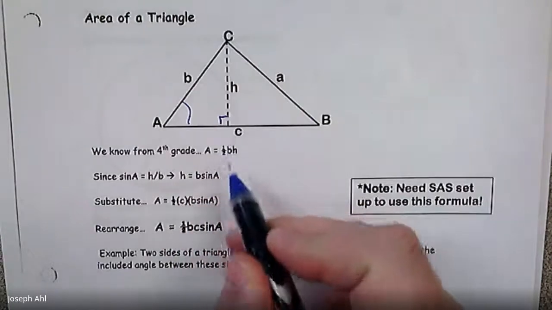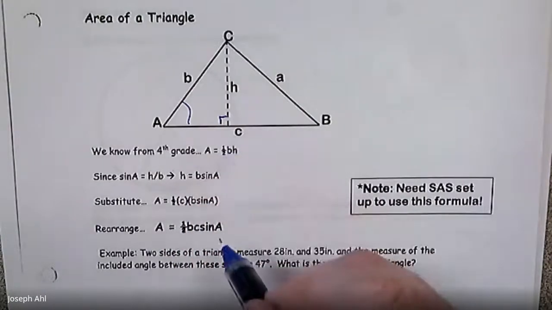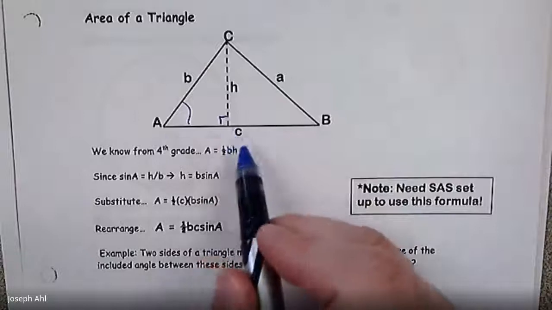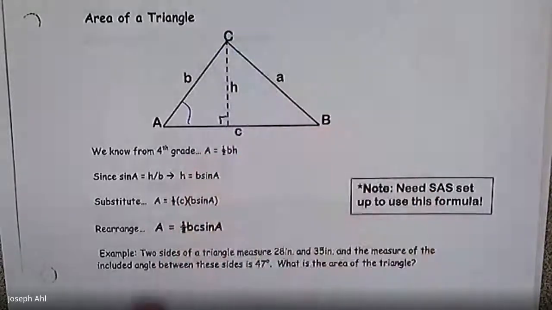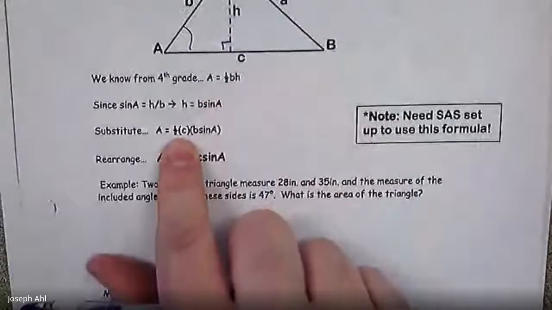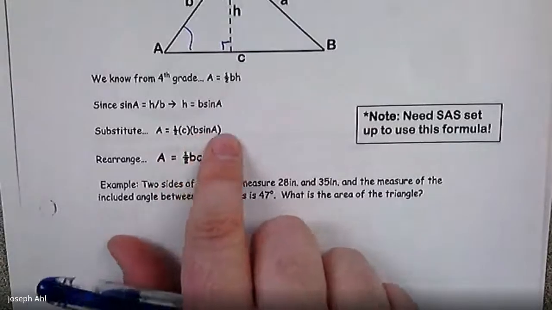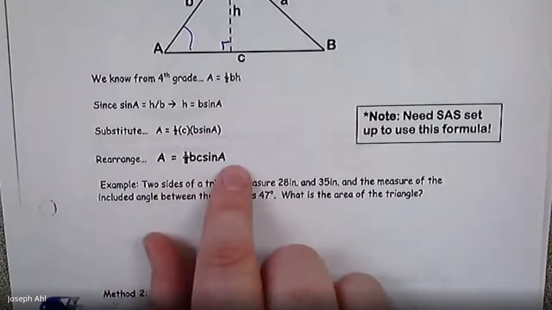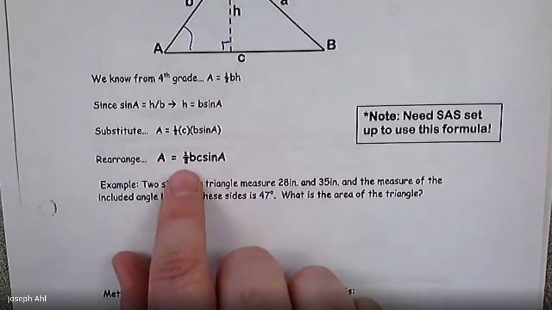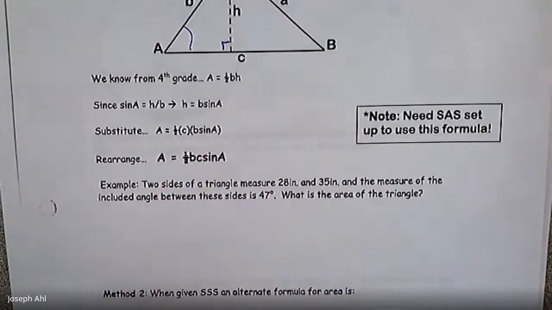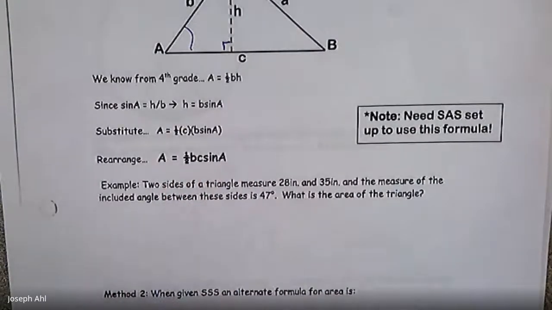So that's going to get replaced for h right there. And then what's the base? The base is the length c. It's across from angle C. So if I replace the base with c and the height with b sine A, you simplify to this formula right here, just a rearranging, becomes 1/2 bc sine A. Let's take a look at where that is in the picture.